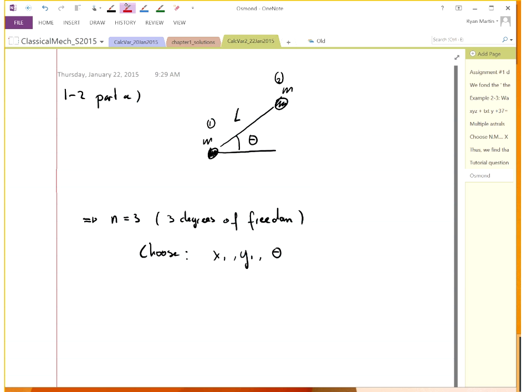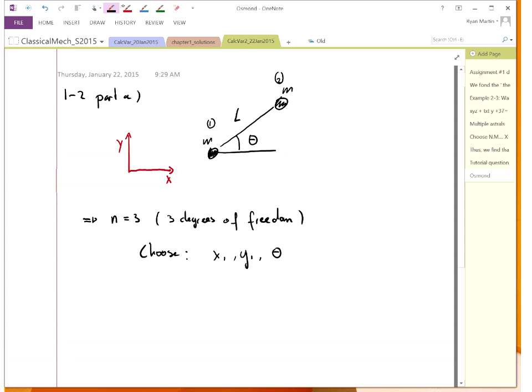Let's make sure to specify that we have an origin. Okay. So x1, y1, are the position of the first mass. And then theta is the angle. So that's what we're going to use as our 3 degrees of freedom.